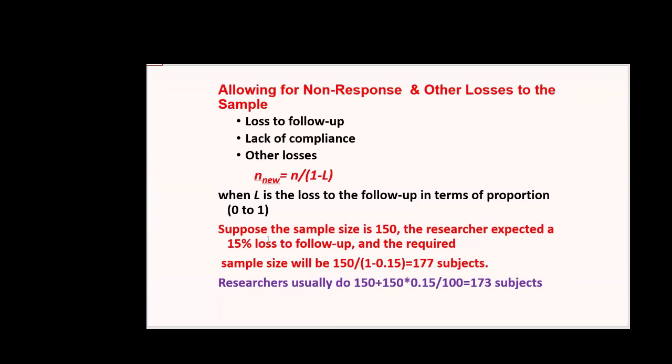I am taking one example to show what type of error they normally commit. Suppose the sample size comes to be 150. Now you have calculated the sample size, it comes to be 150. The researcher expected a 15% loss to follow-up. Then the required sample size is 177 according to this formula. But what researchers usually do is take 150 and calculate 15% of 150. That is wrong. If you add this, the sample size will come to be 173. So there is a difference of 4 subjects there. So that part is a wrong calculation.